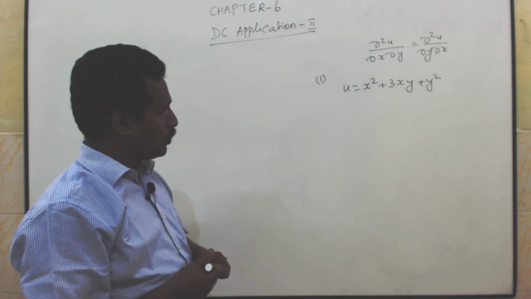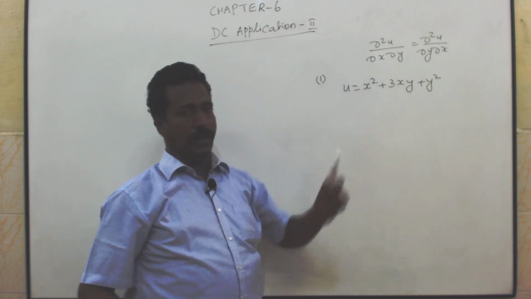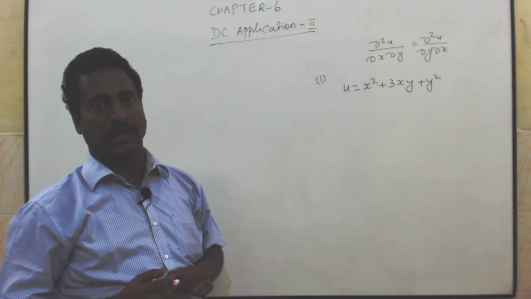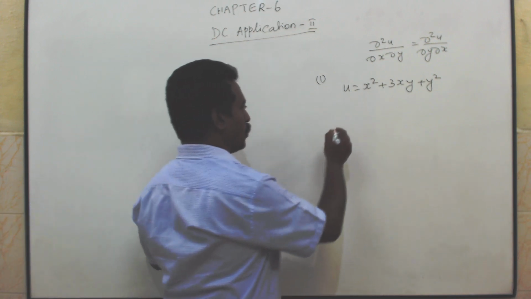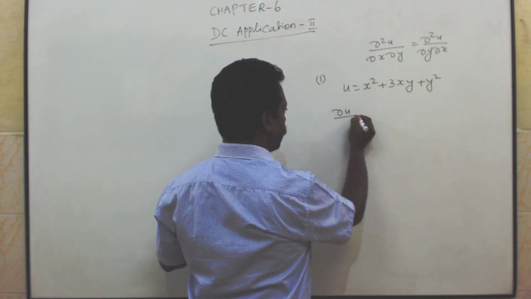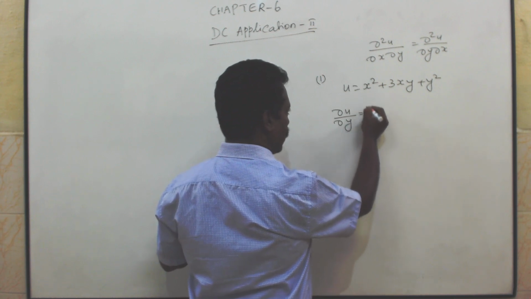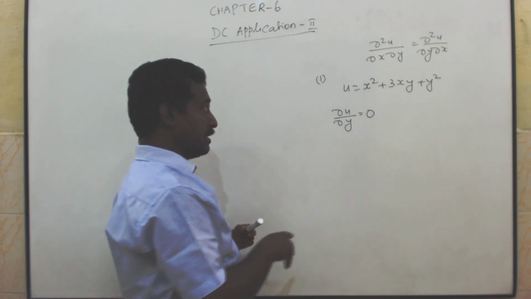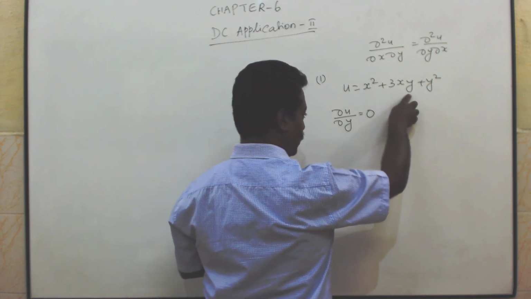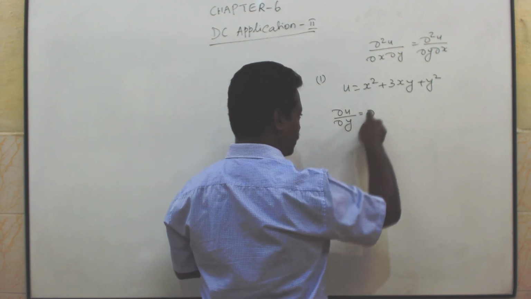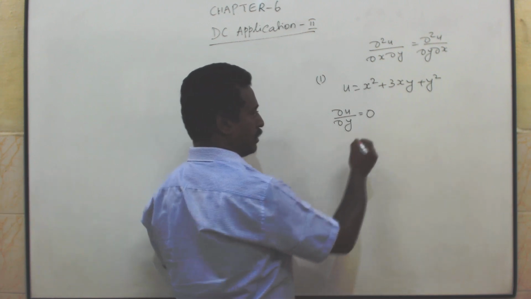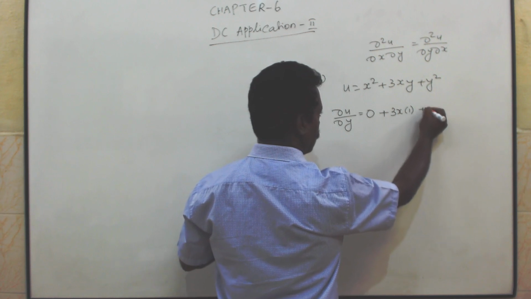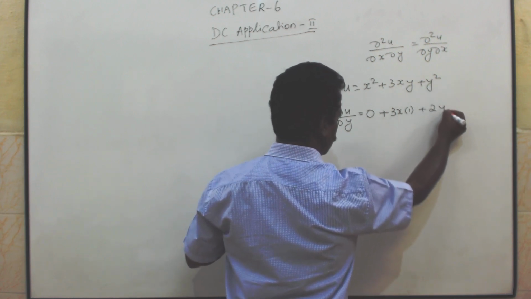If you want to find out dou square u by dou x dou y, first you have to find out dou u by dou y. Dou u by dou y, see what comes, here no y, 0. Here y is there. Differentiation of y is 1. 3x constant with respect to y. That's why 3x into 1. Y square differentiation is 2y.